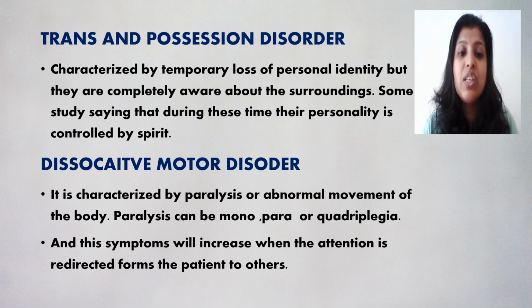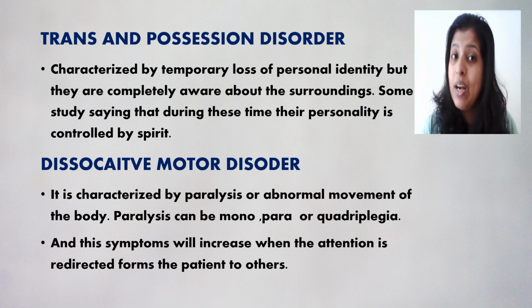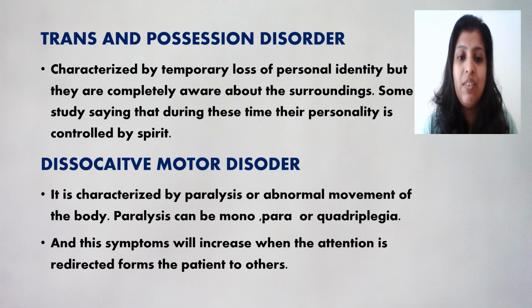Next is dissociative motor disorder. Dissociative motor disorder means sudden paralysis will come, like monoplegia or quadriplegia, that means paralysis. Sudden paralysis without any reason. Normally you know how convulsions or epilepsy will occur. Epilepsy occurs due to abnormal discharge of electrical impulses from various parts of your brain, and that is the reason behind convulsions and epilepsy. The same symptoms the patient will mimic.